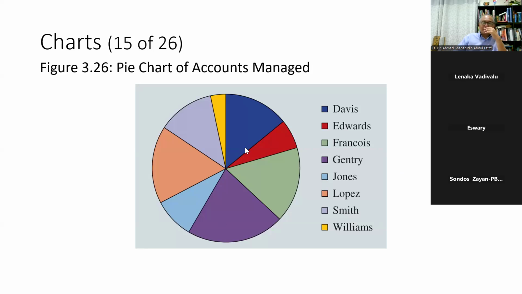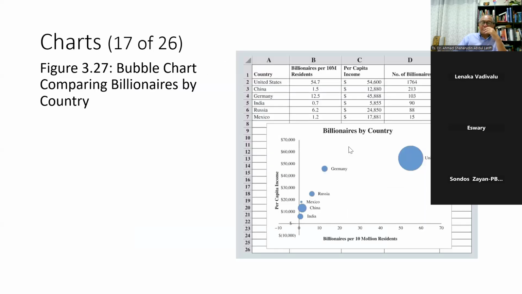This is the pie chart. I think everybody knows pie chart. And then this is a bubble chart where they have three variables here: billionaires per 10 million residents, per capita income, and number of billionaires. There are two dimensions here. One dimension is the X, one dimension is the Y, and then the third dimension is the size of the bubble.